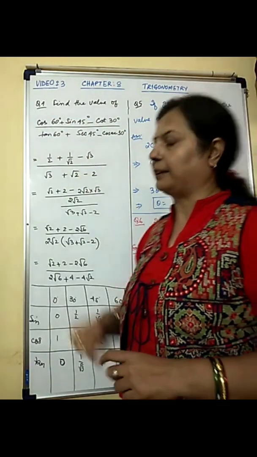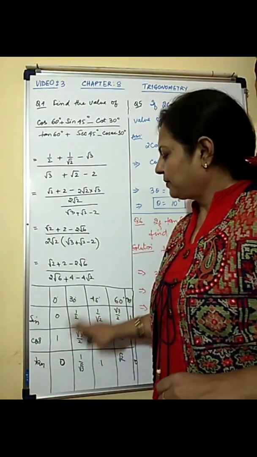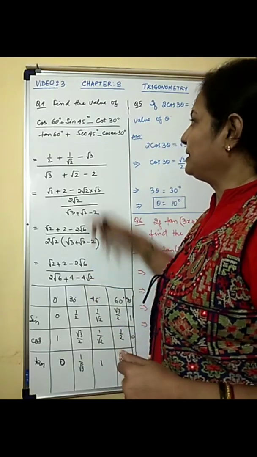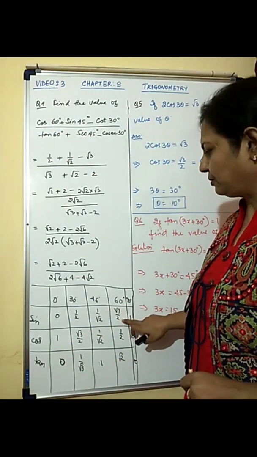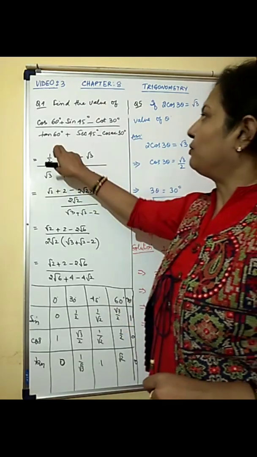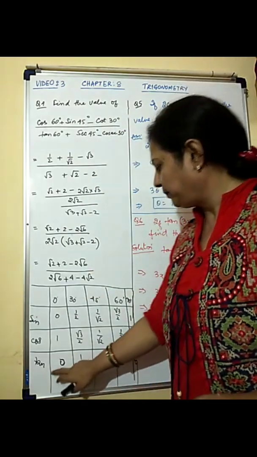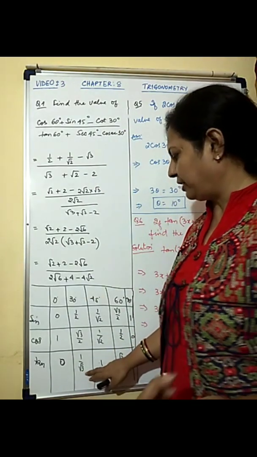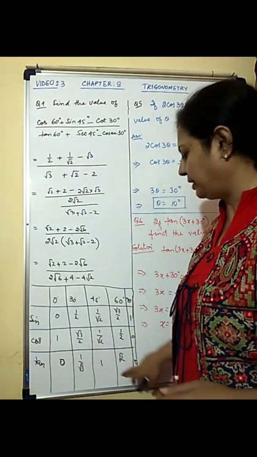Only the angles vary. For your reference, I have written some of the values over here, and even for my reference. So now cos 60 degree is 1 by 2. So 1 by 2 plus sin 45, 1 by root 2, cot 30. So tan 30 is 1 by root 3, cot 30 will be root 3. Tan 60 is root 3.